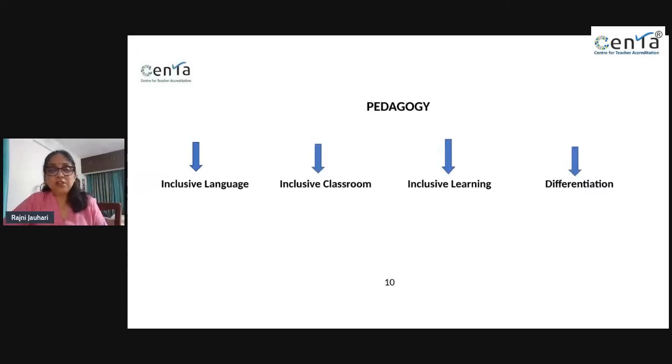So let's talk about the very first pedagogy, which is inclusive language. We all will agree that inclusive language actually plays a very important role in creating an inclusive environment, and it is that language which will set the ethos in the classroom. I'm going to read out a few sentences for all of you. Tell me, when I speak that sentence as a teacher in the classroom, does it sound inclusive, or is it a sentence that is making my children feel excluded?